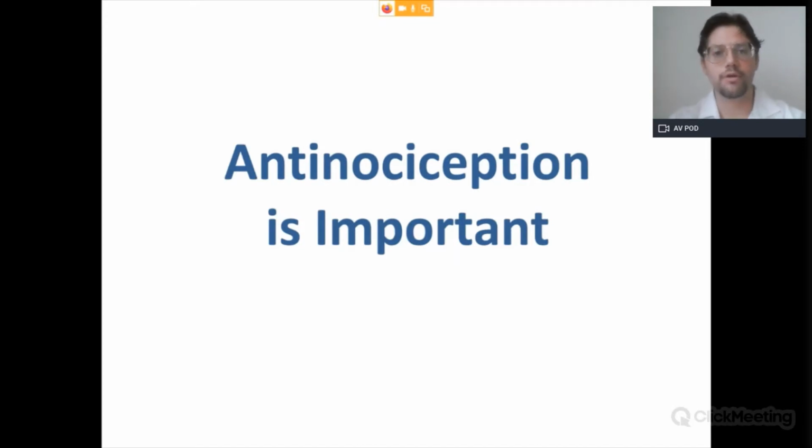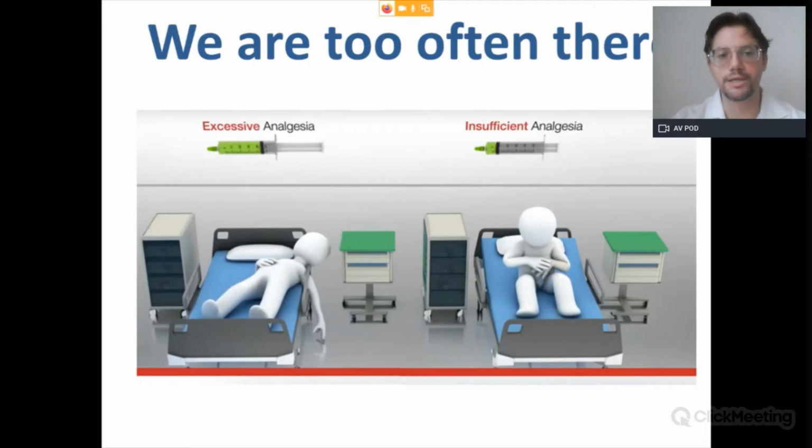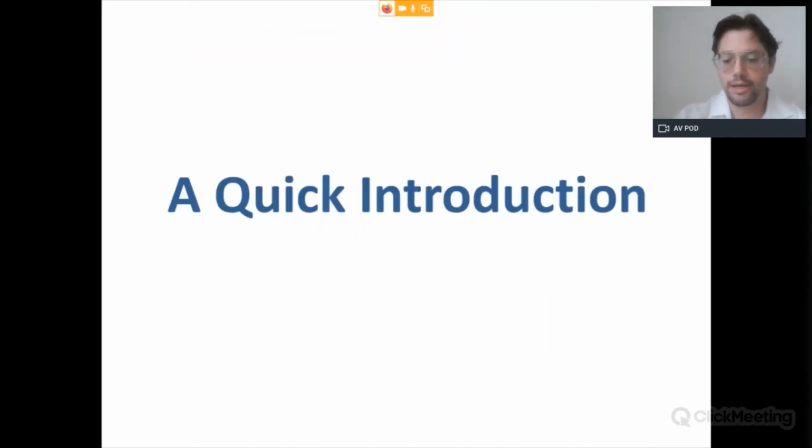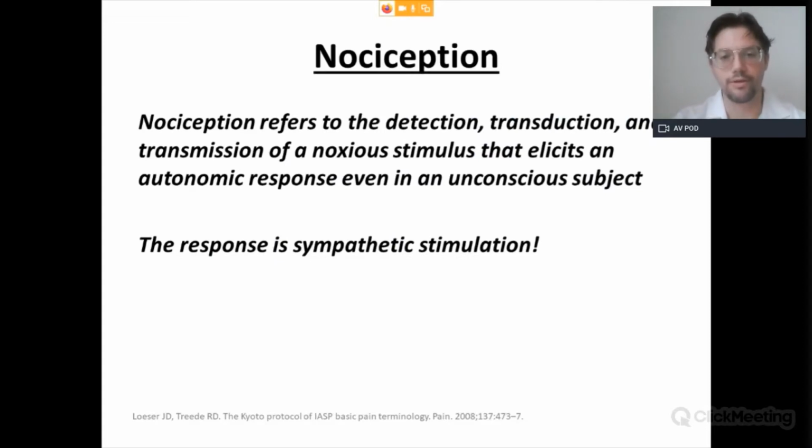Now let's dive into the topic because anti-nociception is important. We are too often there where patients receive either too little or too much anti-nociception and are at risk of developing perioperative complications, and should be here where patients quickly get up and go home with a positive experience of the perioperative care.